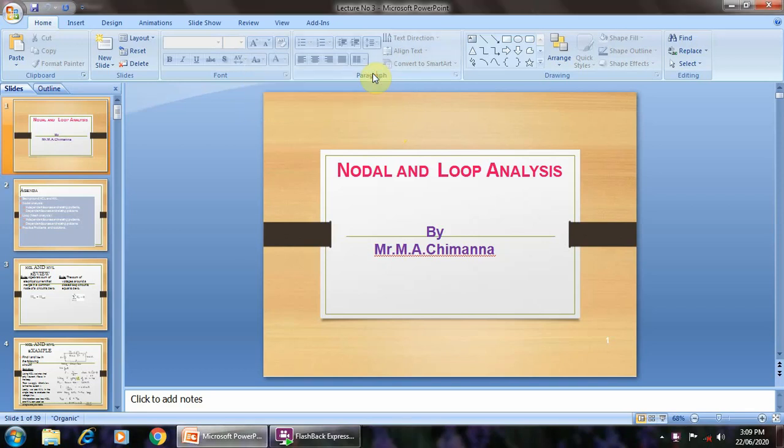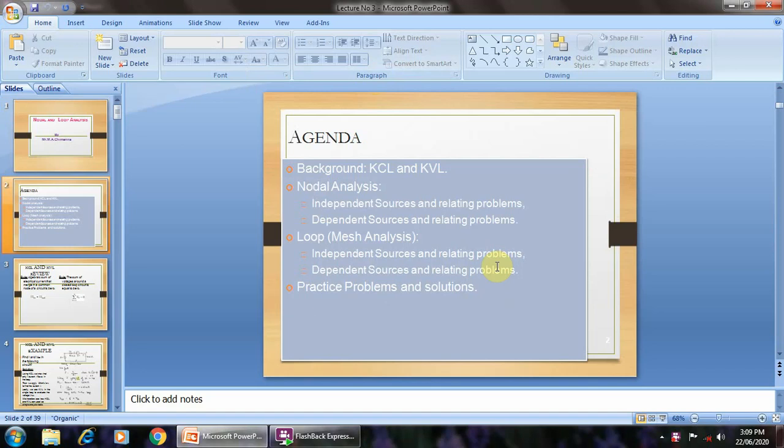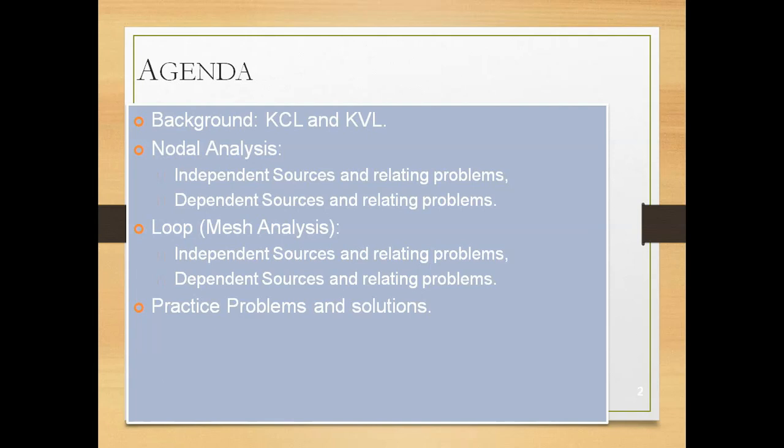Today we are going to discuss node and loop analysis and related examples. Here we have to find out the background of KCL and KVL in the node analysis. In the node analysis there are problems related to dependent sources and independent sources. Then loop, that is the mesh analysis, with independent source problems and dependent source problems, followed by practice problems and their solutions.